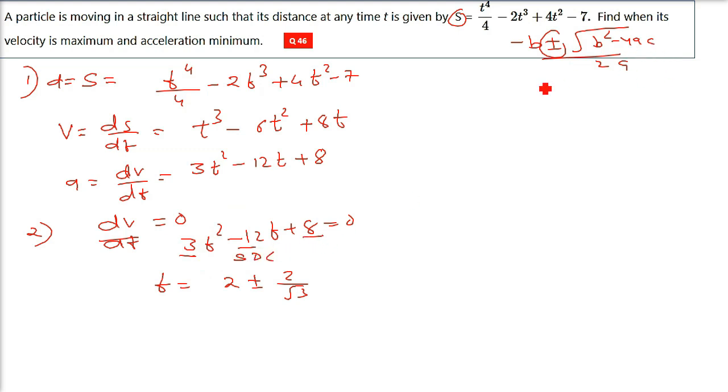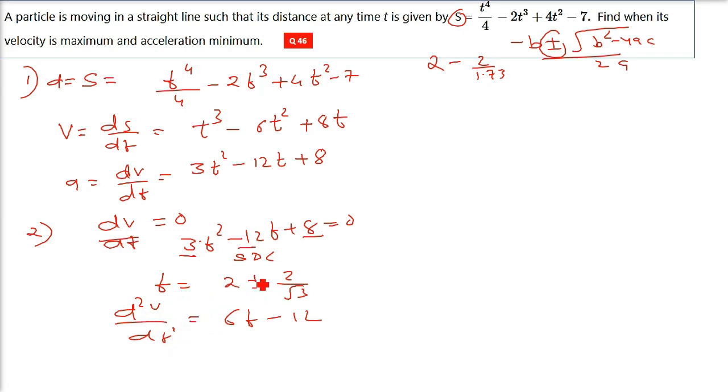Use all of this. Now d2v/dt^2, double differentiation, we have to do. What is the double differentiation? 3t^2 - 12t + 8, and the differentiation of dv/dt has to be done, d2v/dt^2, which is actually the acceleration. But don't worry about this, because here you are going to put 2 plus minus 2 by root 3. You have to place both the values in this d2v/dt^2 in order to get the negative and positive, so that you can claim that you are going to get the minimum or maximum velocity.